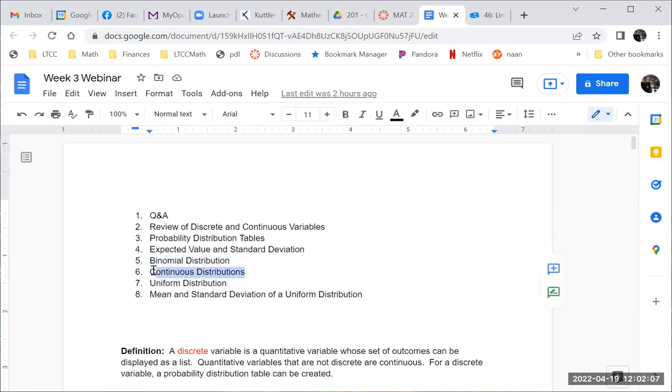And then we'll talk about continuous distributions, as opposed to discrete distributions. And we'll get into not the most important one, but the easiest one. That's what you want to do when you're starting something off: look at easy examples. And the easiest example of a continuous distribution is a uniform distribution. We'll look at how that works, and we'll also look at the mean and the standard deviation of a uniform distribution.